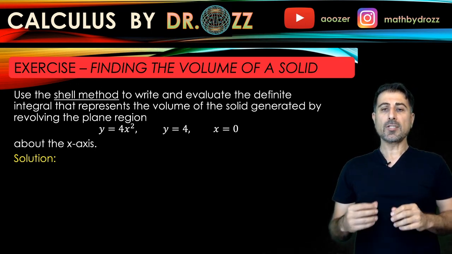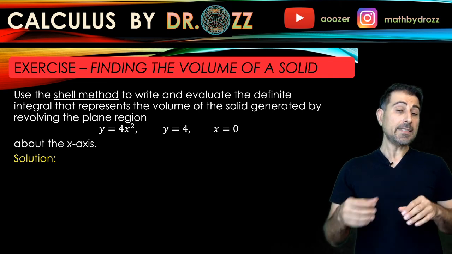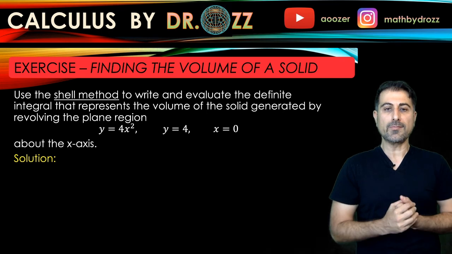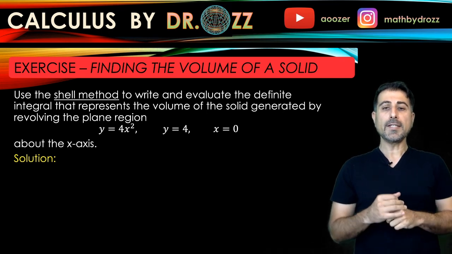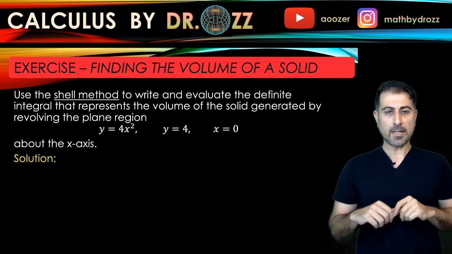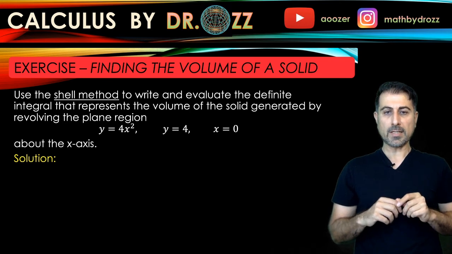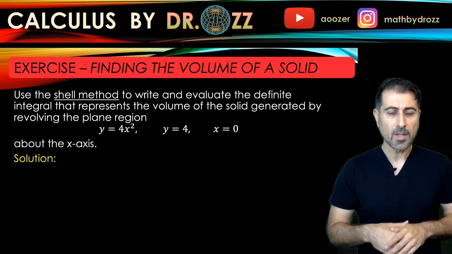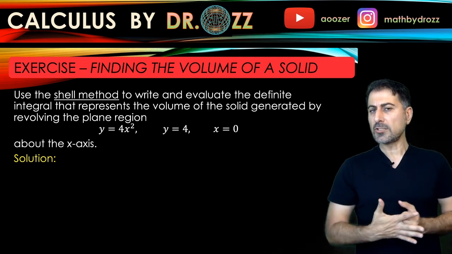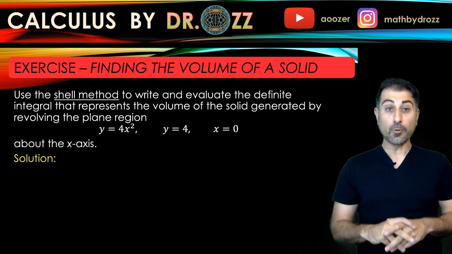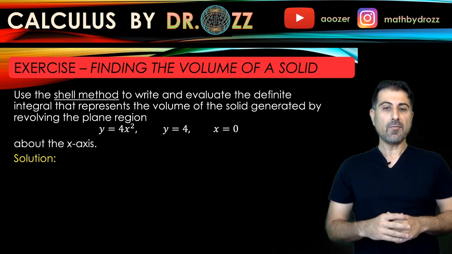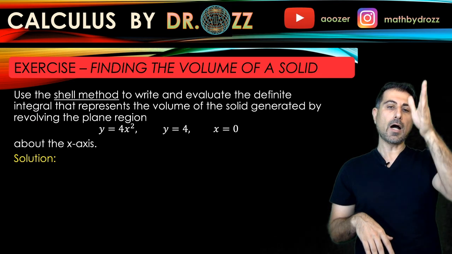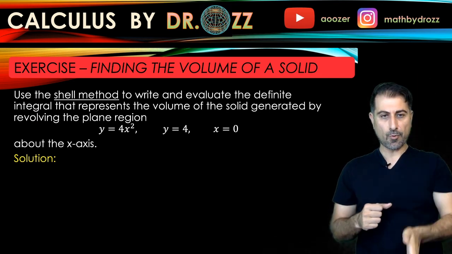Today we're going to use the shell method to write and evaluate the definite integral that represents the volume of the solid generated by the plane region, which I'll describe in a few seconds. We're going to revolve this region about the x-axis. So let's see what the region looks like. That's y equals 4x squared, a parabola. And we have the y equals 4 horizontal line and x equals 0, which is the other name of the y-axis, a vertical line.